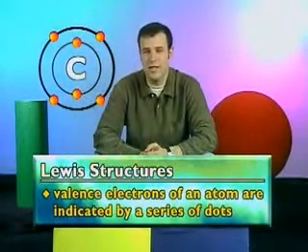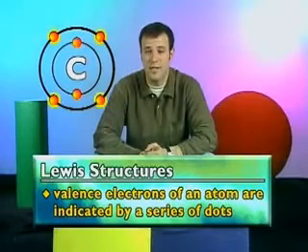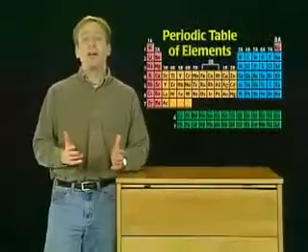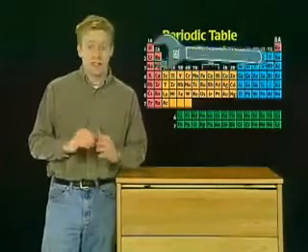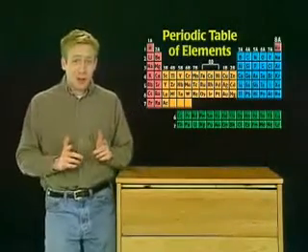Chemists have a handy bookkeeping device to keep track of these outer electrons. It's called the Lewis structure. In a Lewis structure, the valence electrons of an atom are indicated by a series of dots. The periodic table is an absolutely ingenious tool, just like the salad shooter.